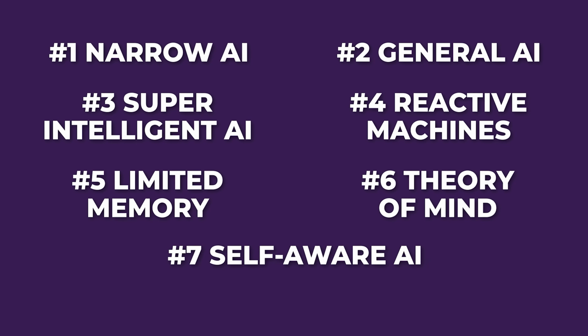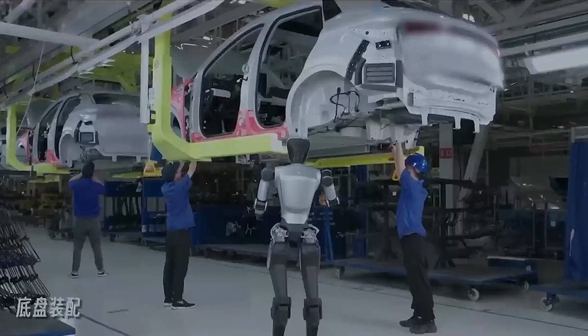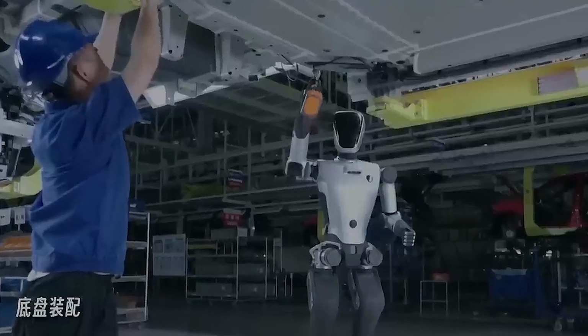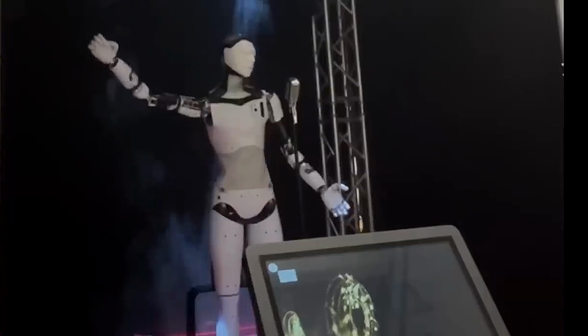Number 7. Self-aware AI. Finally, we have the most advanced and hypothetical type, which is self-aware AI. This AI would have consciousness, self-awareness, and an understanding of its own existence. It would be able to think, feel, and perhaps even have a sense of morality.